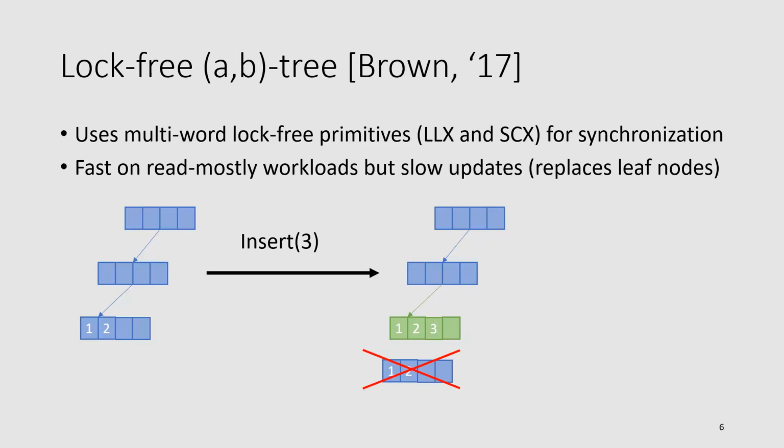In this diagram, we see when the key 3 is inserted, the entire leaf node has to be replaced. This is obviously expensive. The lock-free primitives also add some overhead. Finally, we have the context we need for the motivation of this paper. We wanted a tree which retains the performance of the lock-free A-B tree, but also performs well in update-heavy scenarios.